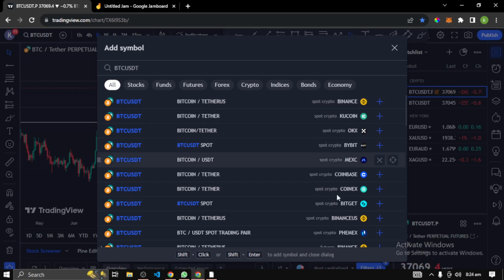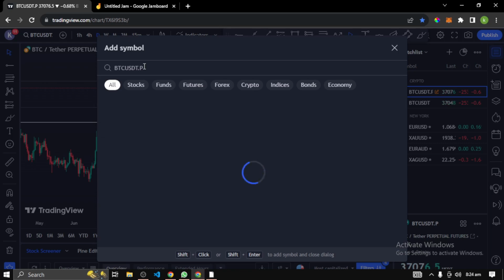For this case, we'll be using either Binance or MEXC. I trade with MEXC, so I use MEXC. But you understand that we have spots here. We are not analyzing spot, we're analyzing perpetual. So we're going to do BTC USDT.P.